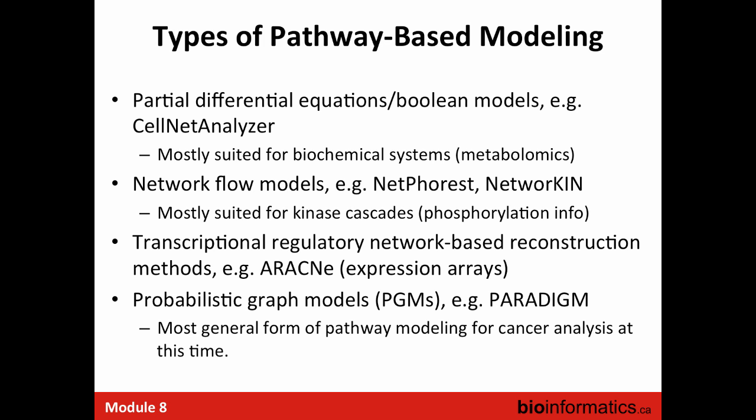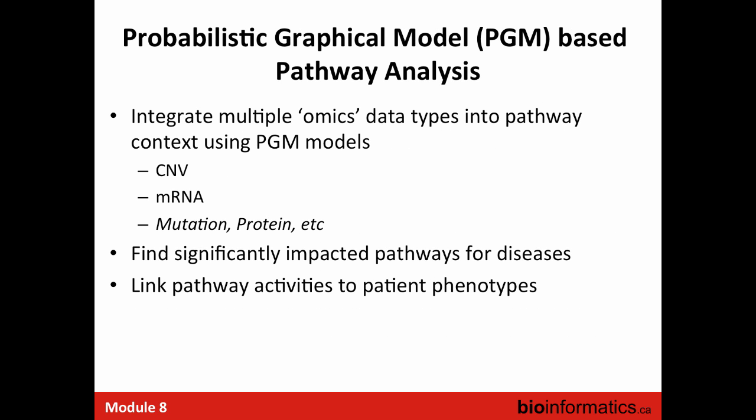And then finally, Paradigm, and I'll spend a little bit more time talking about this, basically allows you to integrate a variety of different omics data types. It's more relevant to cancer data sets where you've got copy number variation, gene expression data, variant data, also mass spec data about the protein states. Essentially the goal here is to find significantly impacted pathways for a given disease. You can potentially link pathway activities to patient phenotypes, and you can analyze individual patient samples within this data.